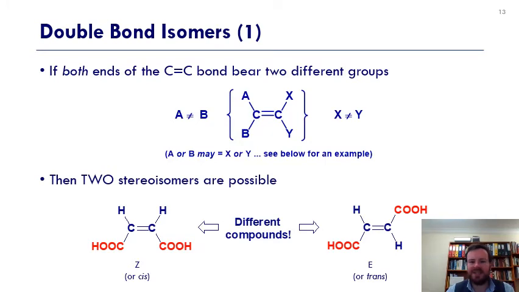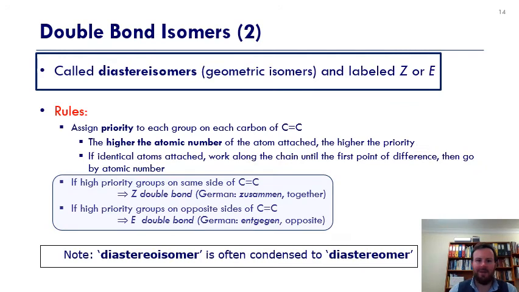This terminology, ZE, cis-trans, I'll explain now. And ZE are really, well, they're German for Zusammen and Entgegen, which is a fun word to try and say a lot or many times quickly. Importantly, what you need to remember is that Z and cis mean that your substituents are on the same side of the double bond, whereas E or trans means they are on opposite sides of that double bond.